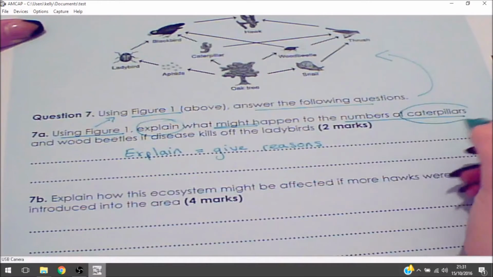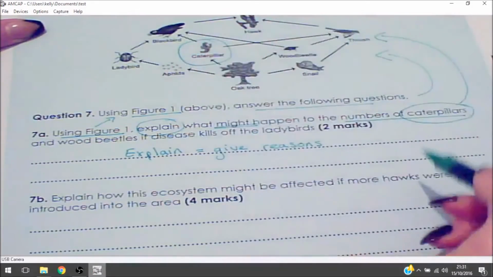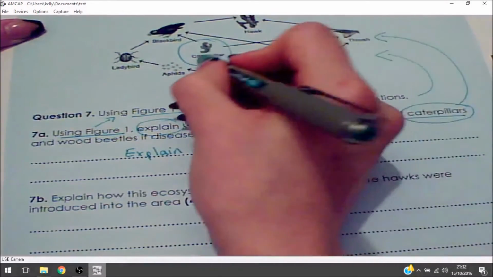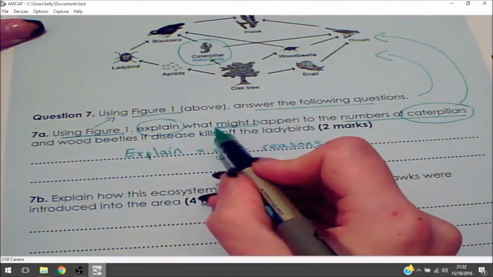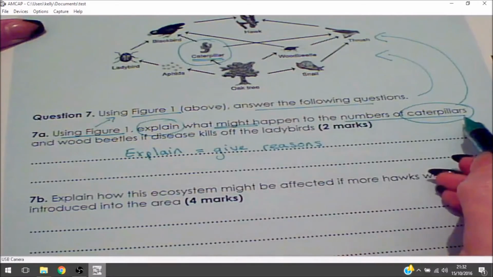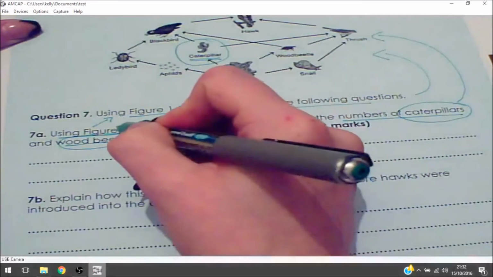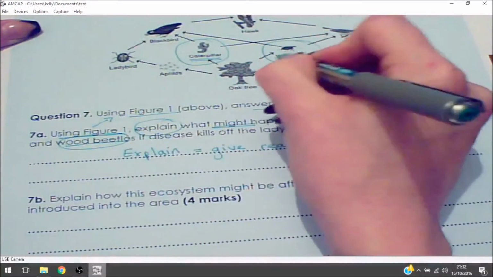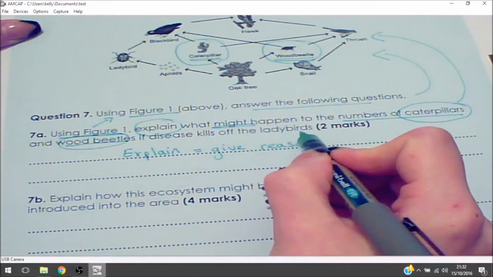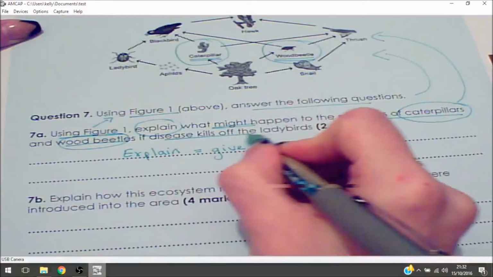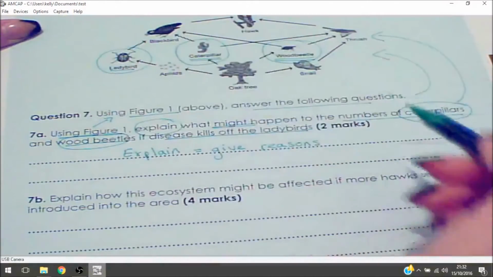So if I look at the word caterpillars and look back to figure 1, I can see a caterpillar here. So we're constantly thinking about this part of figure 1. Now we need to know what might happen to the number of caterpillars as well as wood beetles. Again, going back to the figure, looking at the wood beetle too. If disease kills off the ladybirds, so this is thinking about chains of reasoning now. And again, we need to look at our ladybirds.